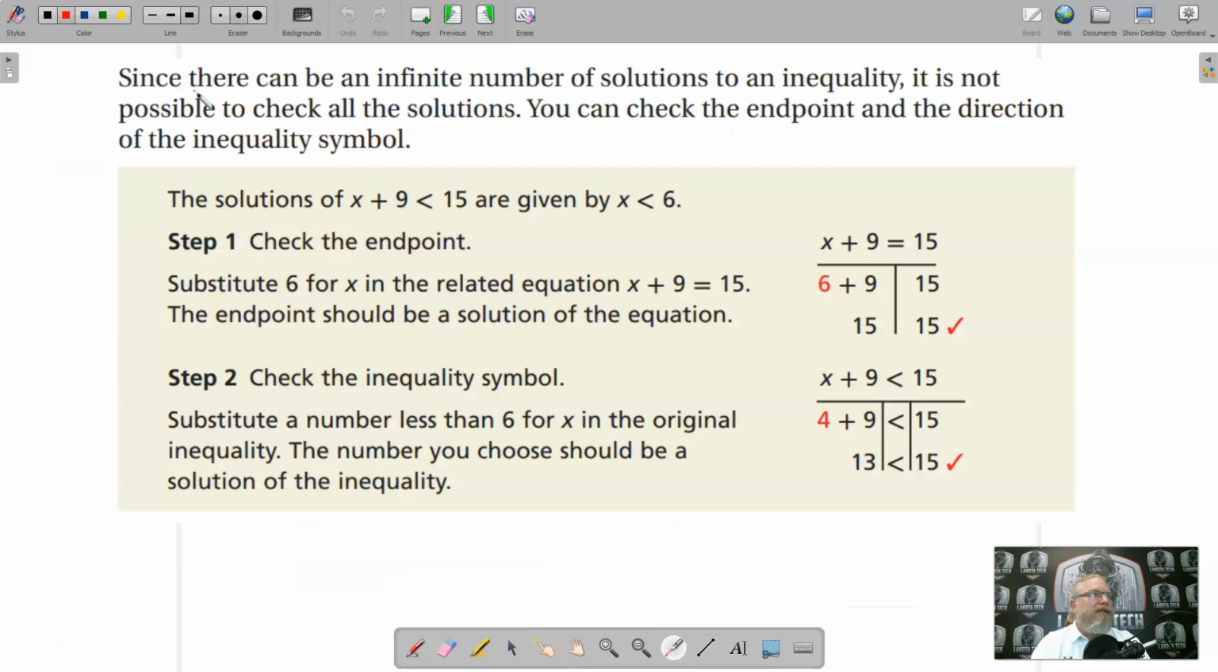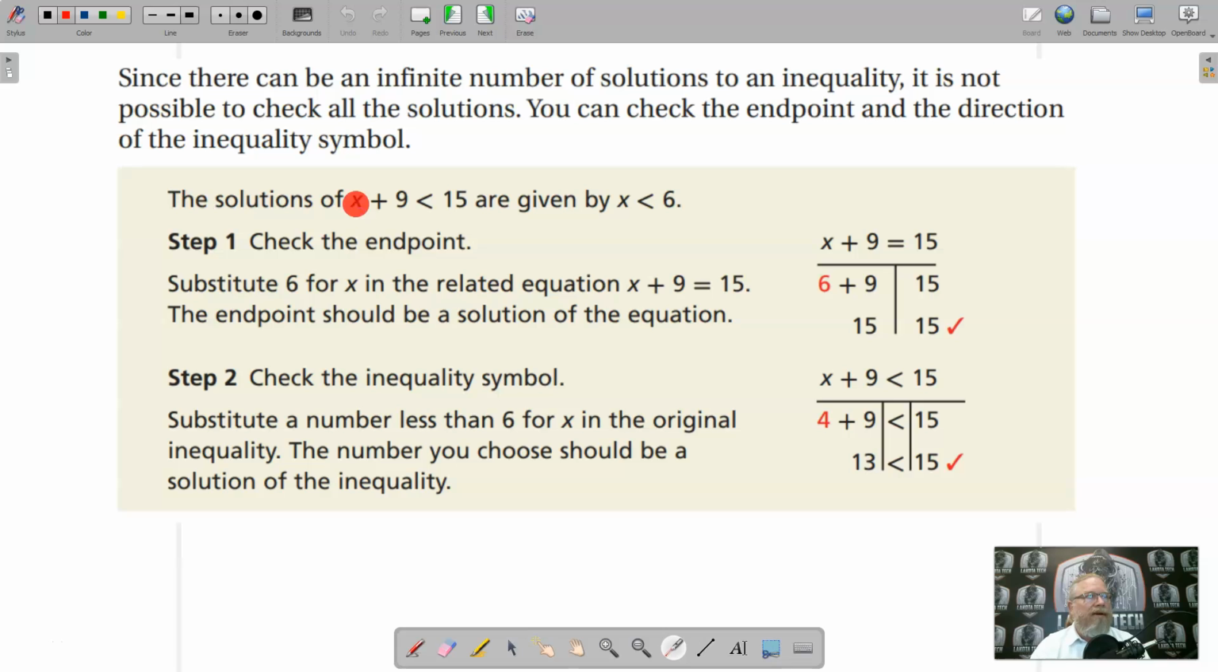Moving along, since there can be an infinite number of solutions to an inequality, it's not possible to check all the solutions. What they're referring to here is that whenever we work with equations, as teachers, we always say, be sure to plug your solution back into the equation and check it and make sure you got the right answer. Well, truth be told, with inequalities, there are infinite numbers of solutions, so you can't check them all. You can check the endpoint and the direction of the inequality symbol.